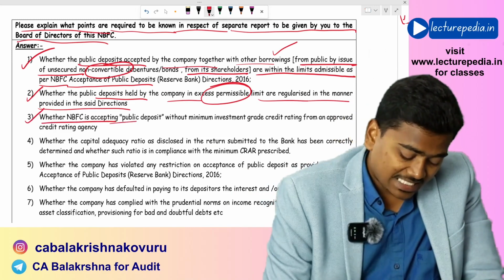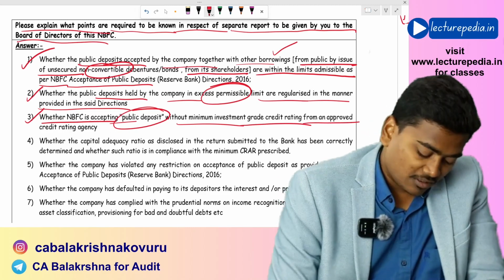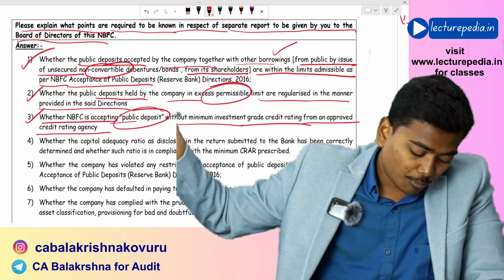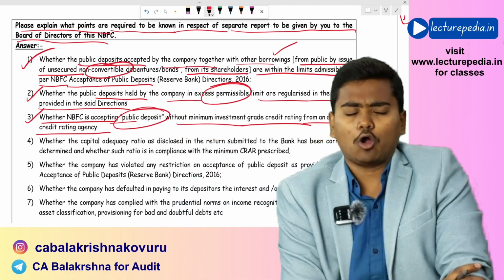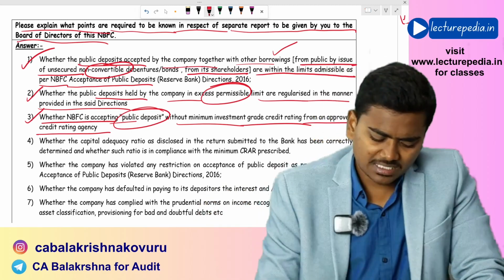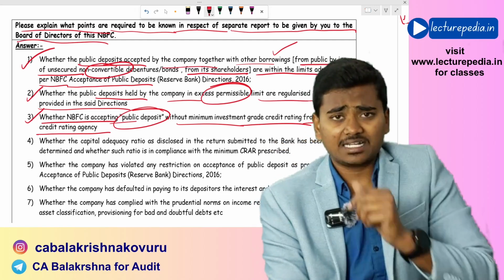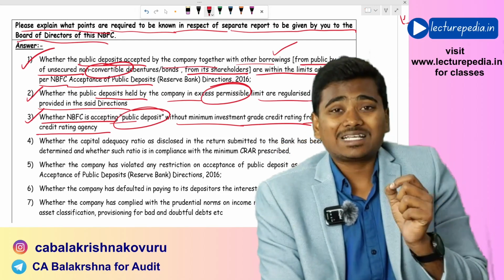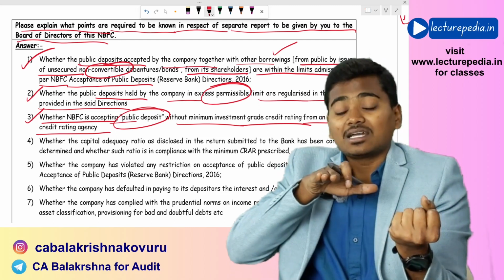Where the NBFC is accepting public deposits without a minimum investment grade credit rating from an approved credit rating agency. Basically, all NBFCs need to obtain a credit rating from the credit rating agencies. The credit ratings will be like A plus, A, double A, triple A, like this. Now, in order to accept public deposits, there will be a certain credit rating required.